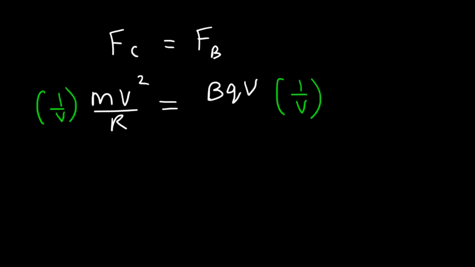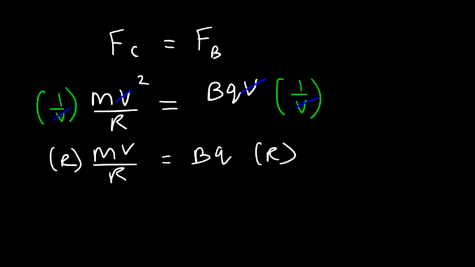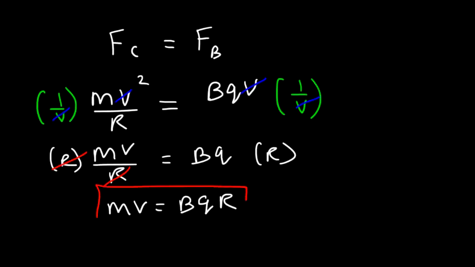So on the right side, v will cancel. On the left side, because we have a v squared, one of them will remain. So mv divided by r is equal to bq. So multiplying both sides by r, we have this equation. So make sure you write down this equation. mv is equal to bqr, because in this format, you can solve for anything.